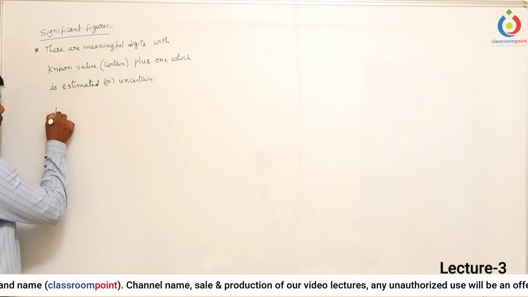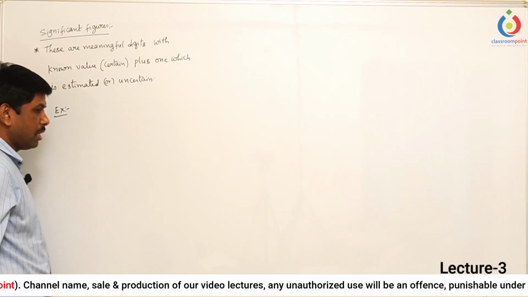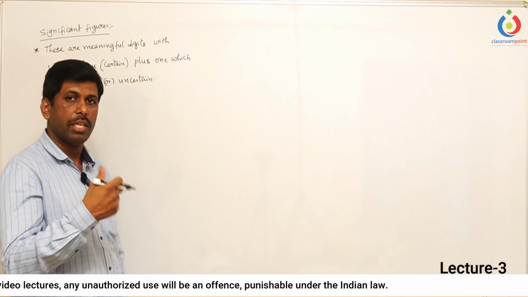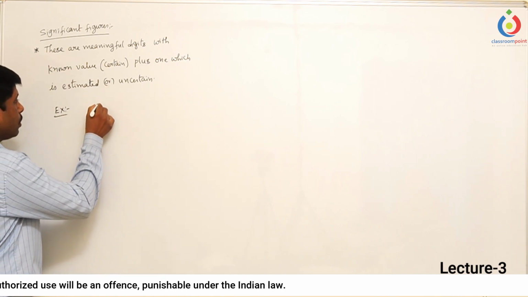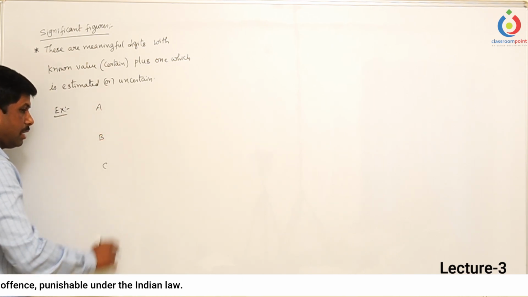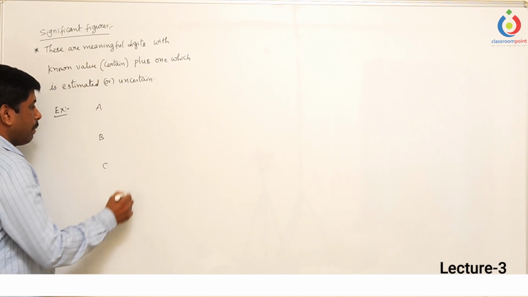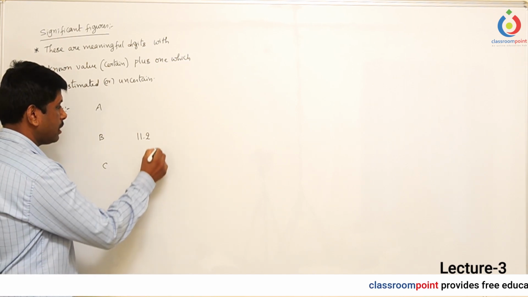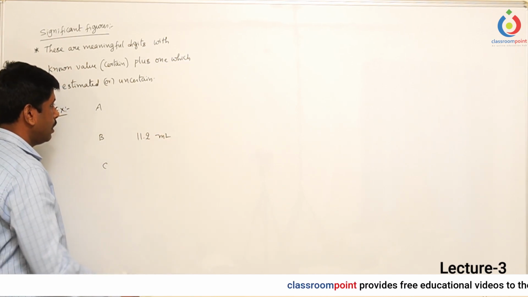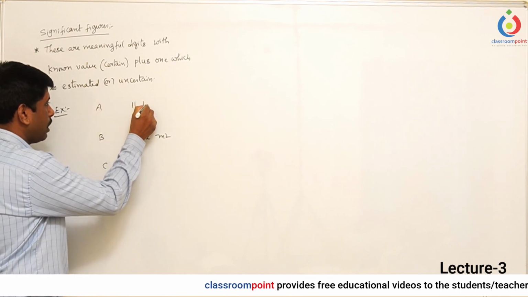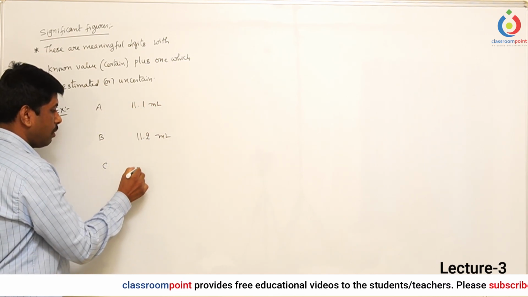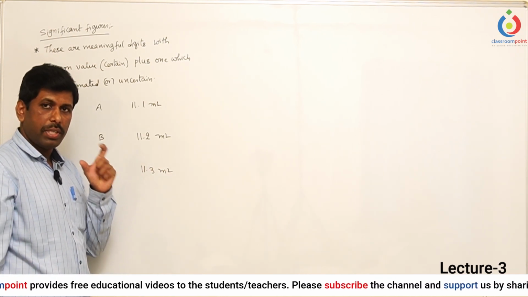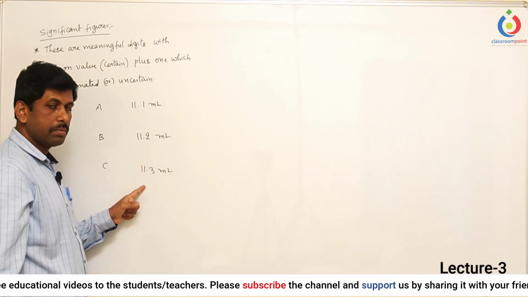First of all, imagine 3 students are there in the laboratory and they are taking different values for the same experiment. They are doing the experiment and taking the measurements. Imagine students A, B and C. Student B got the volume of a particular experiment as 11.2 milliliters, whereas student A got 11.1 milliliters, whereas student C got 11.3 milliliters. Now here, which is the fixed value? 11 is the fixed value.